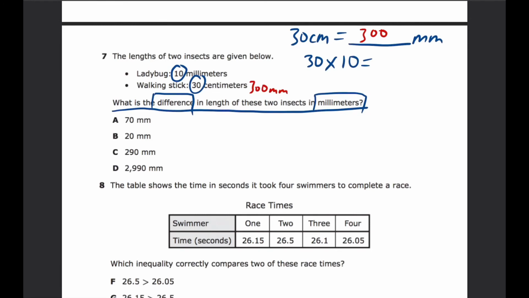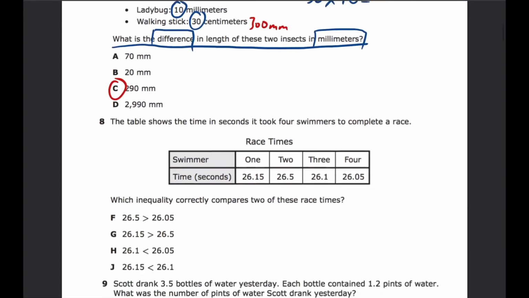And I'm looking for the difference. I'm going to subtract or take away 10 millimeters. And that gives me 290 millimeters.